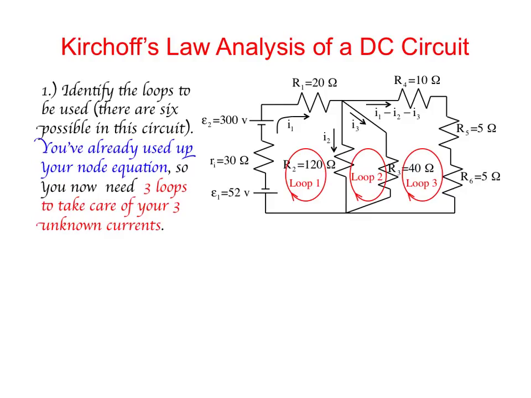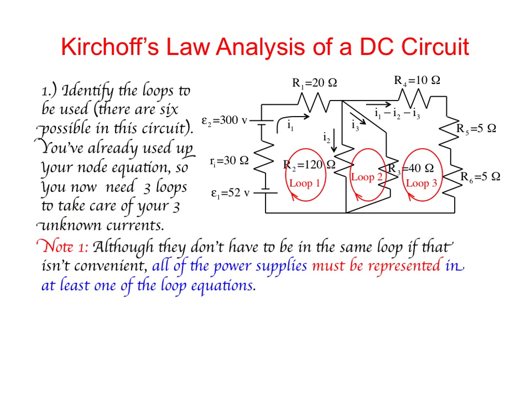We have 3 unknowns. We've already used our node equations to identify the current here, so we're going to need 3 loop equations. I've chosen this loop, and this loop. As a minor side point, you need to have the power supply represented in at least one loop. In this particular case, you have 2 power supplies. They're all in this one branch, which means this loop does the job for you.